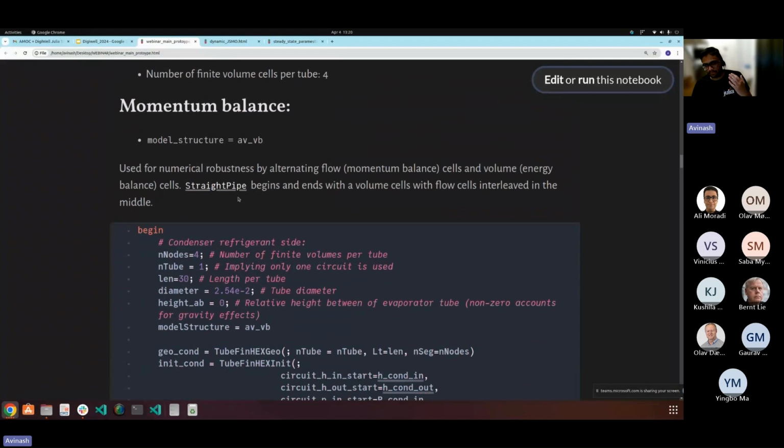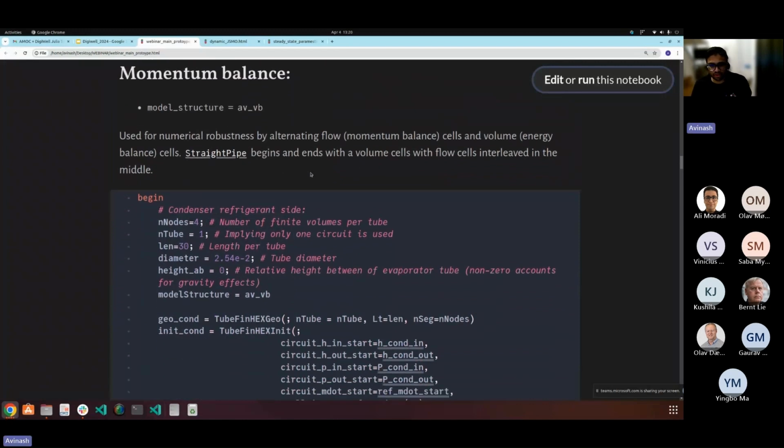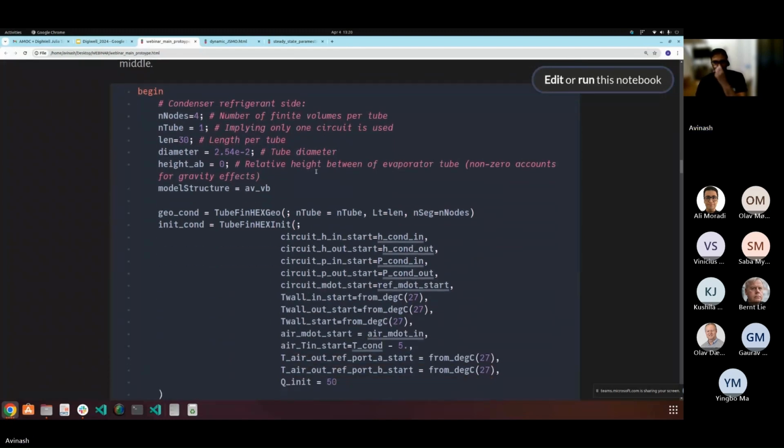And then the idea is to match Modelica semantics as much as possible. So like Modelica Fluid has this idea of a model structure, which I would not get into, but it's a way of having a staggered grid of alternating flow cells with energy balance cells. And then one could set up the number of finite volumes, the number of tubes, number of circuits, and so on.